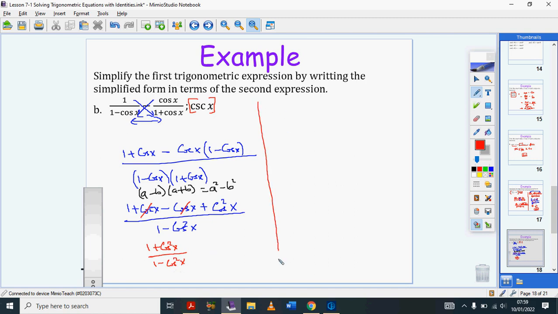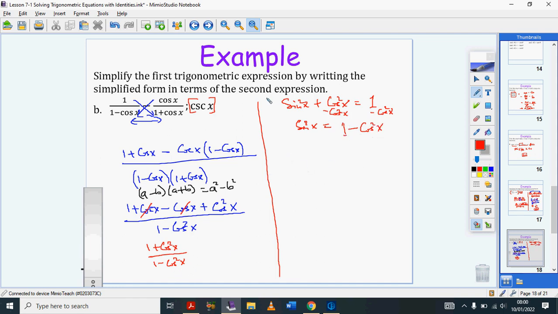Now I hope you remember the very first identity is sine squared x plus cosine squared x is equal to 1, right? So if I want to substitute for cosine squared x, or if I try to make sine squared x the subject, I hope you can see that I'll be subtracting cosine squared x from both sides. So the sine squared x will be 1 minus cosine squared x. So that's what I'm going to put in the denominator.